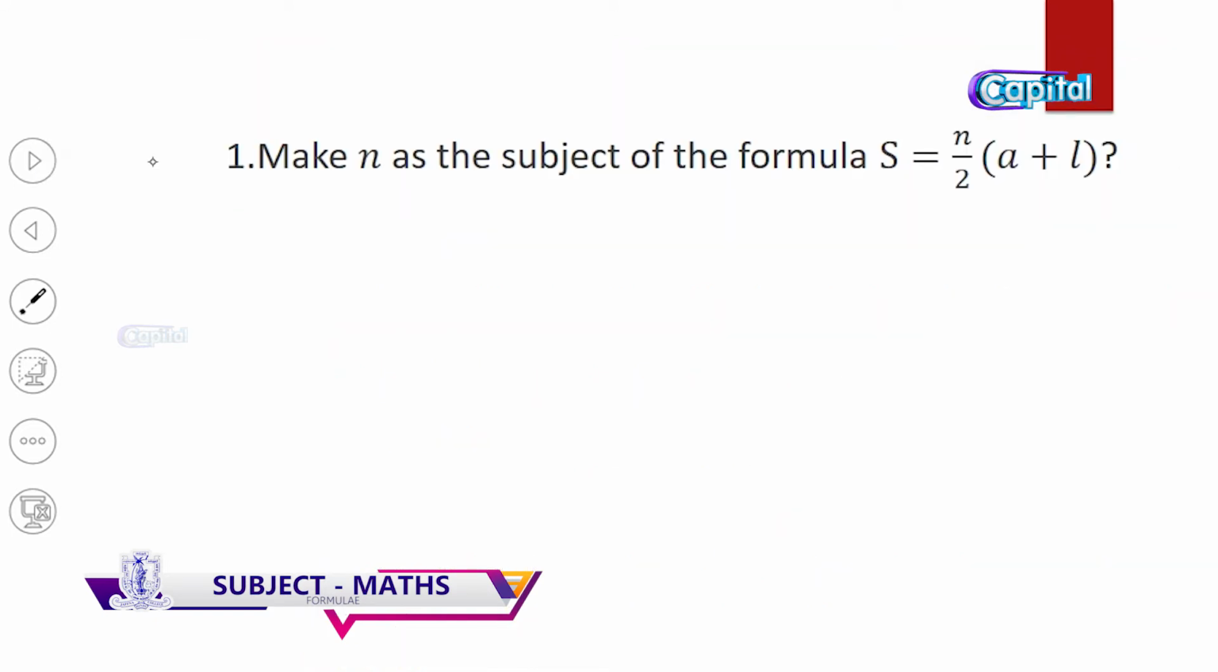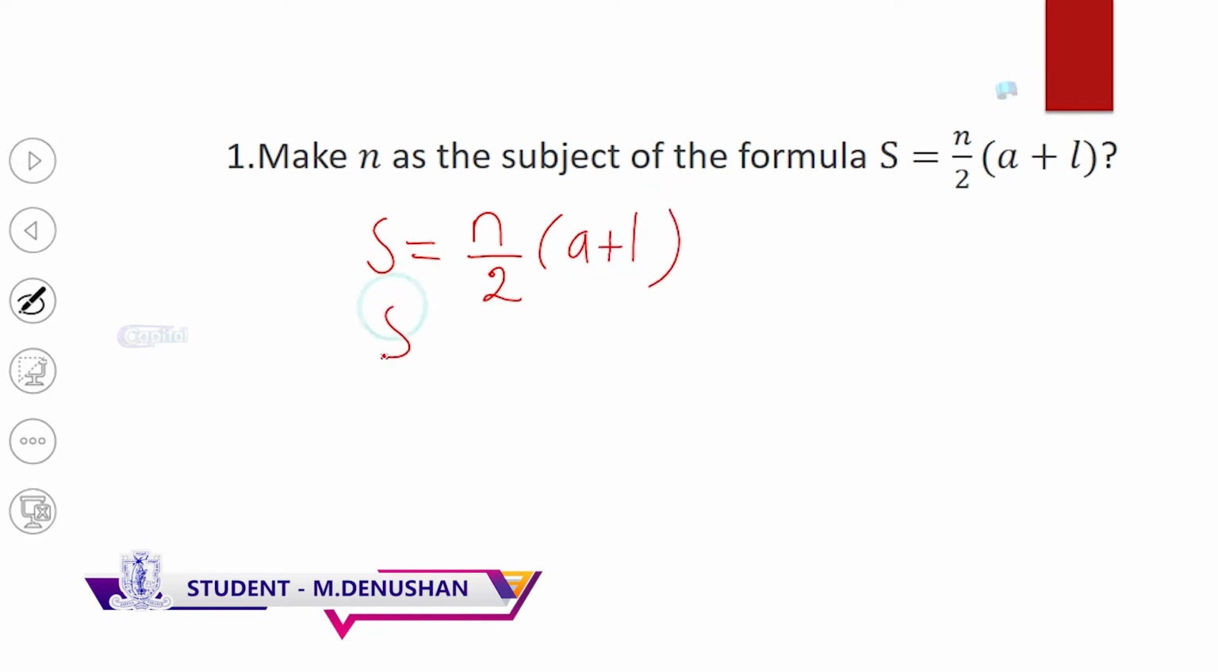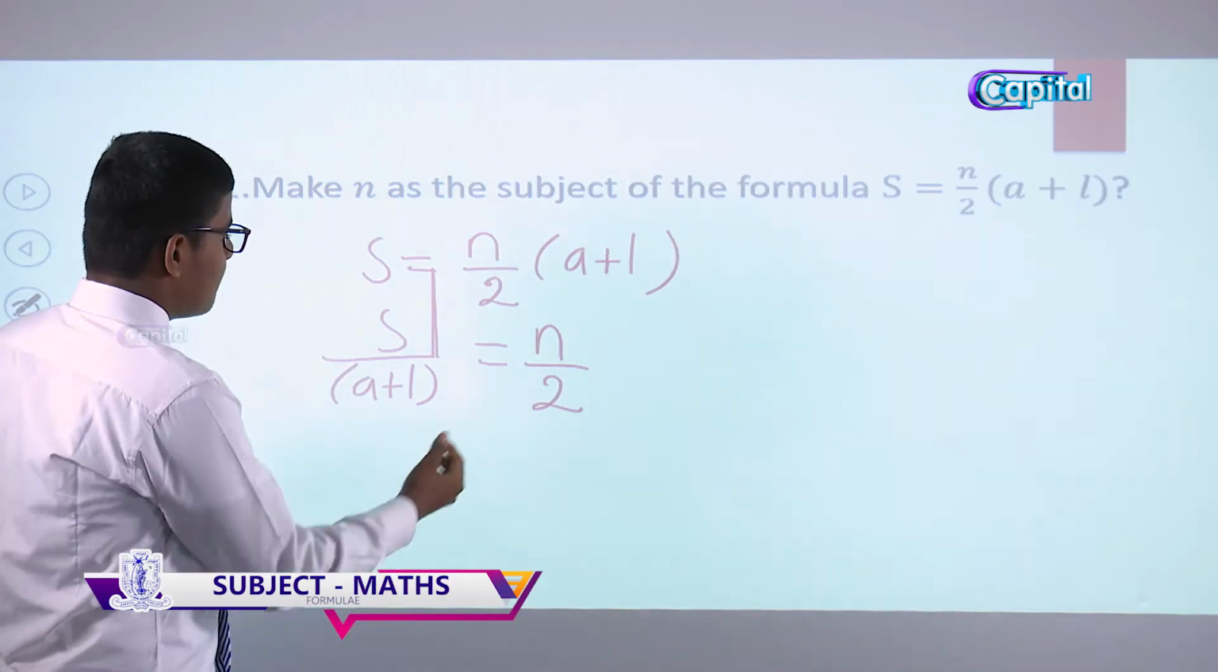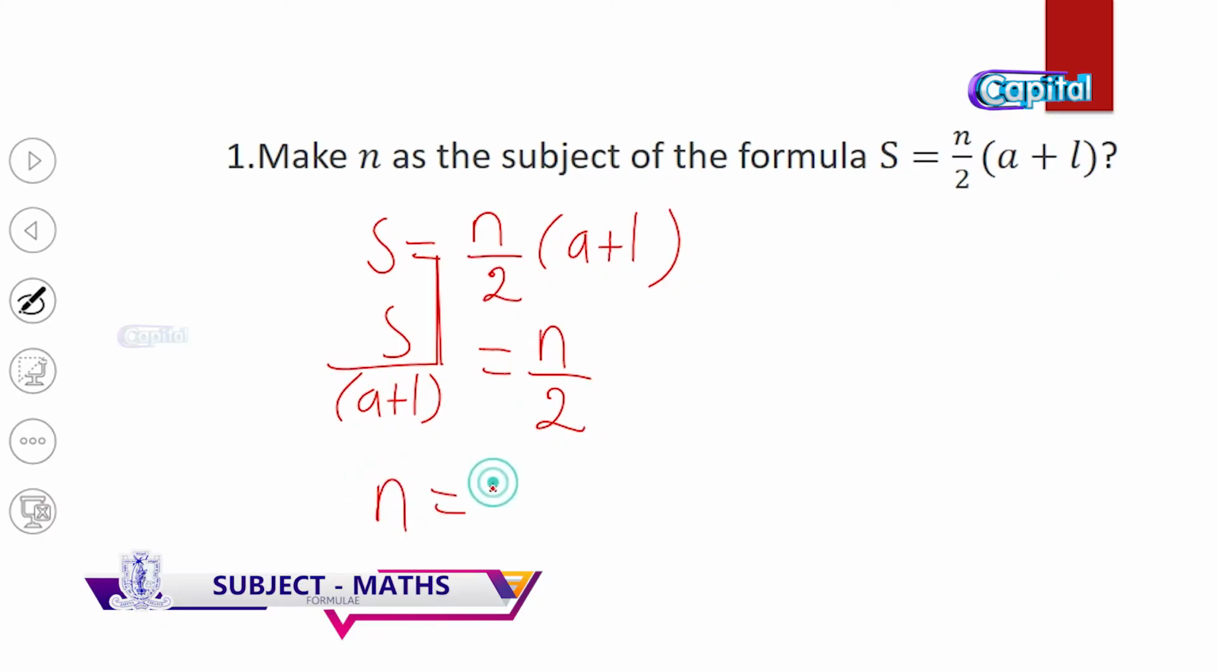And here we have to make n the subject of the formula. For that, first we have to divide by a plus l on both sides to remove the a plus l on the right hand side. By simplifying, we obtain that s over a plus l is equal to n over 2. But here we have to make n the subject. For that purpose we have to multiply by 2 on both sides. By simplifying, we obtain that n is equal to 2s over a plus l, and this is the answer.